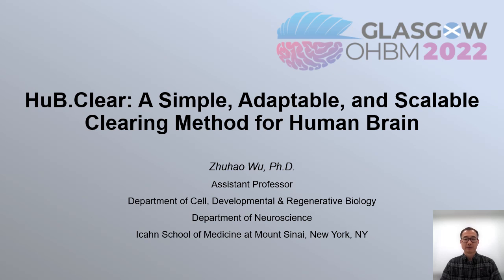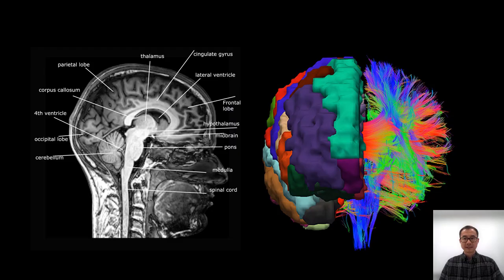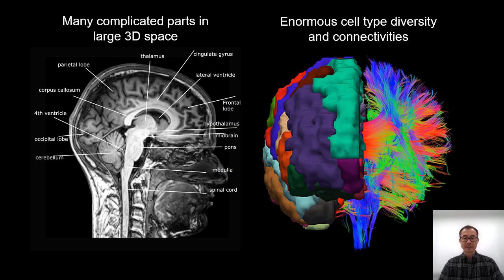Together with our collaborators that you will hear more from today, we aim to leverage tissue clearing and light sheet imaging to map out every single cell in the entire human brain. For this audience, I don't need to emphasize how important yet challenging it is to profile the entire human brain with cellular details, covering its many anatomical compartments and the enormous cell type diversity and connectivities within.